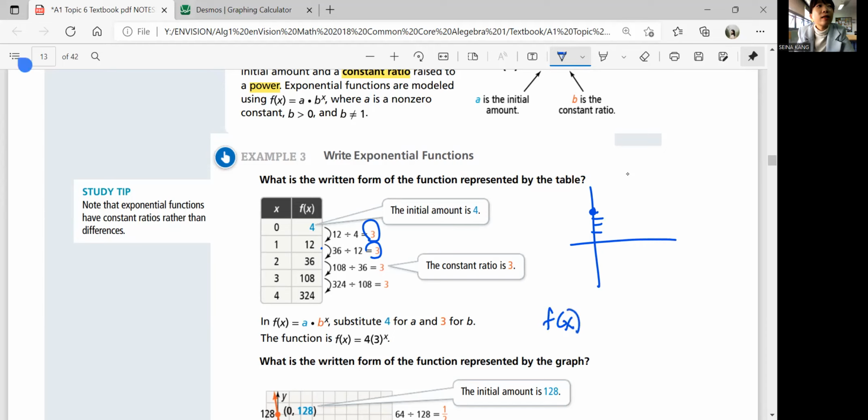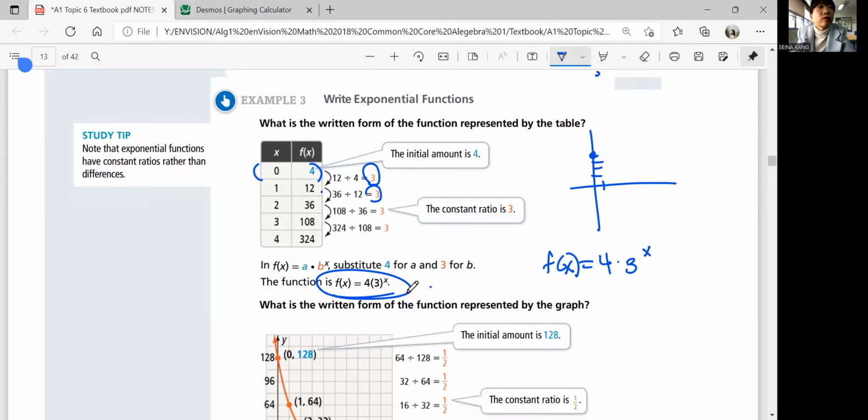So your f of x is 4 times base b, which is 3 to the power of x. When x is equal to 0, 3 to the 0 power is 1, so 4 times 1 is 4. That's why your initial point gives you your initial amount A. When x is equal to 1, you plug 1 into the exponent: 3 to the first power is 3, times 4 is 12. And so on. So that's your function.